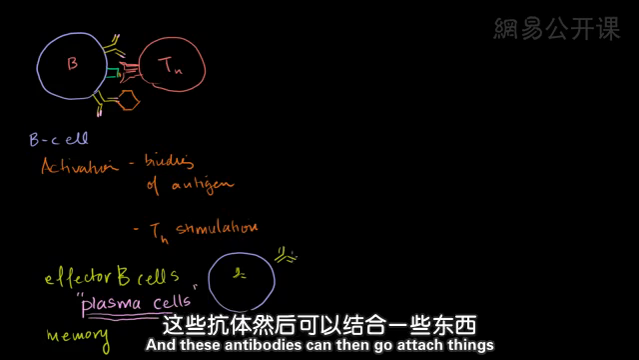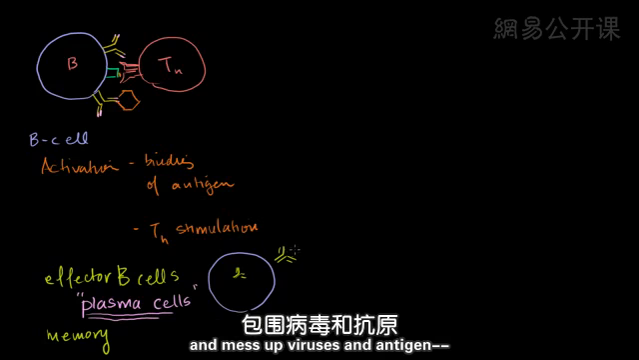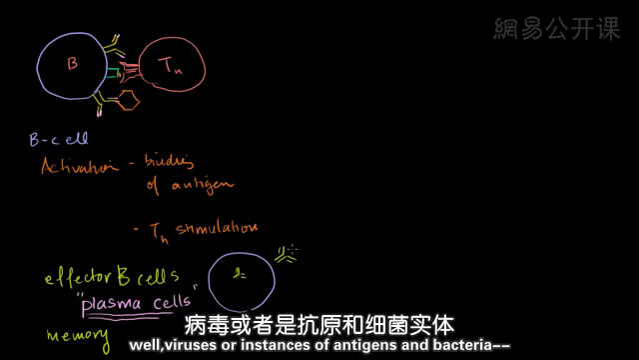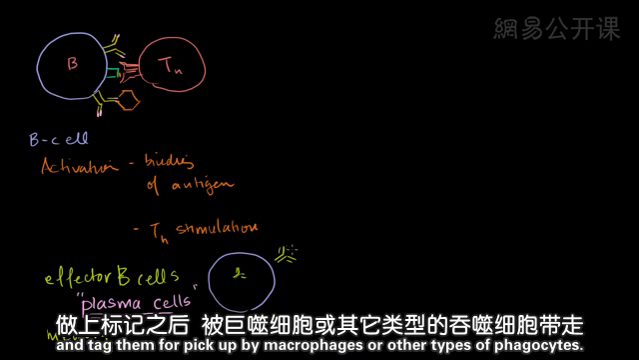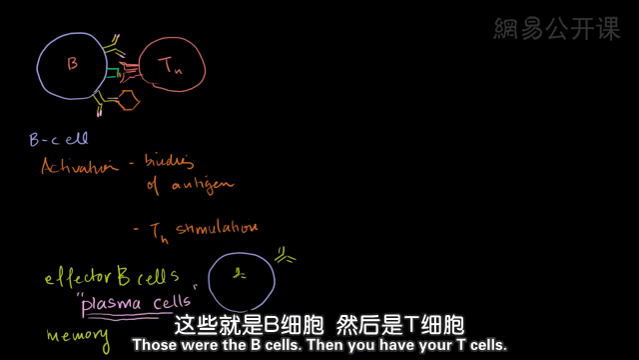And these antibodies can then attach to things and mess up viruses and antigens. Well, viruses are instances of antigens, and bacteria, and tag them for pickup by macrophages or other types of phagocytes. Those were the B cells.